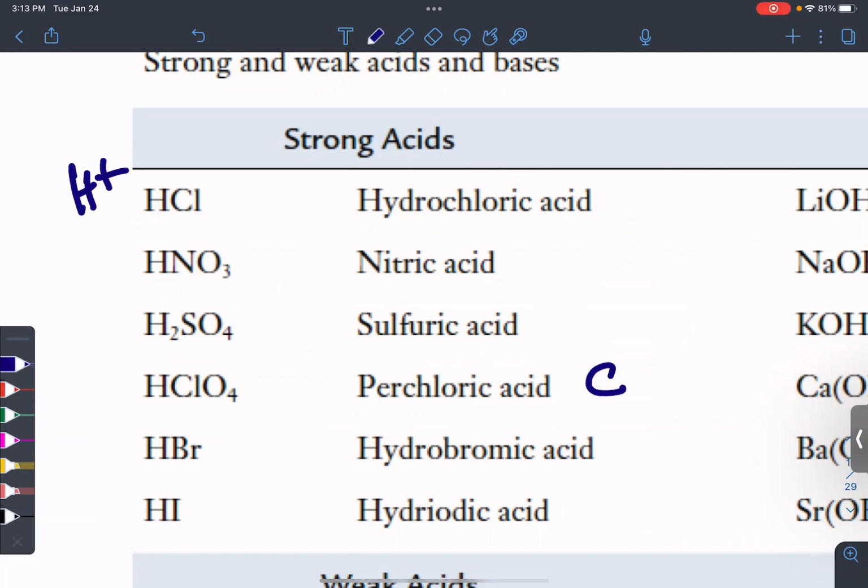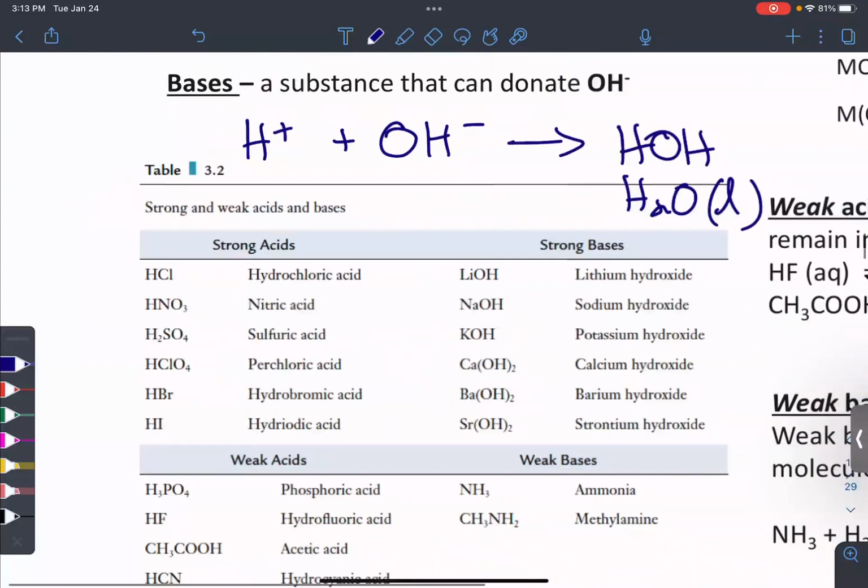Some folks will also say chloric acid, so HClO3 is also a strong acid. So there's your 7th one. Different books say different things. So that means any other acid in the world is a weak acid. So acetic acid is what kind of acid, strong or weak? Weak, yeah.